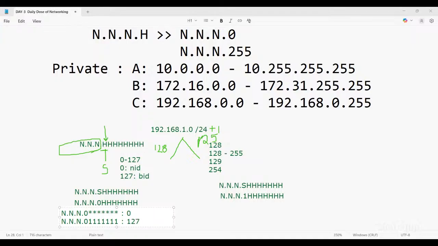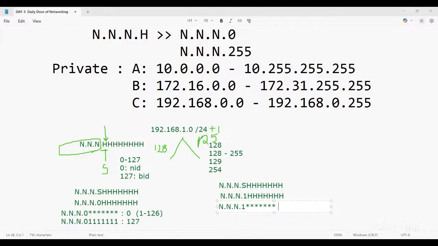And the valid range is in between. So that means the valid range is going to be, I think it is not very visible, from 1 to 126. So the same logic you have to apply here also. It will now be network dot network dot network, and then you have 1 fixed, and then you have all the host bits 0. So that means 1, 2, 3, 4, 5, 6, and 7 stars.